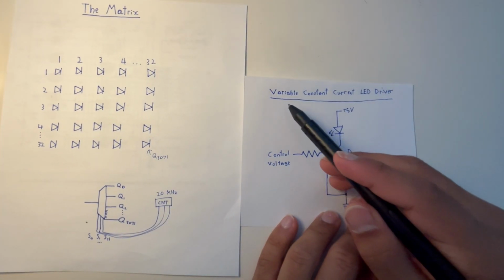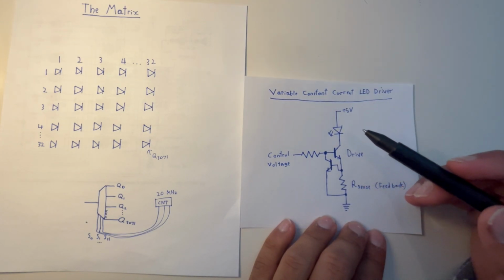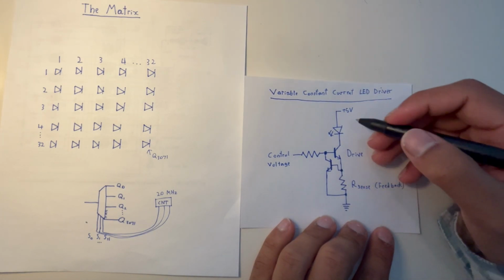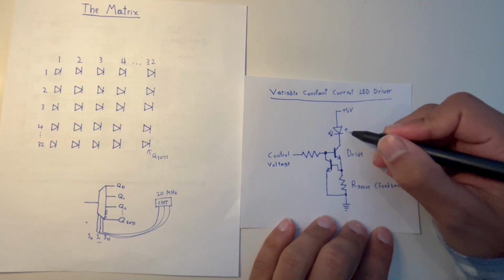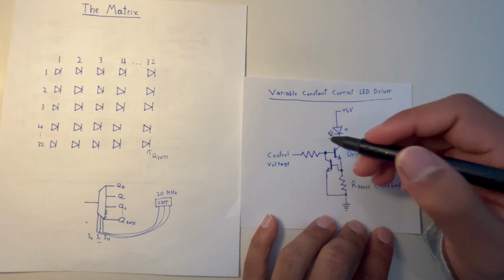And that is something called a variable constant current LED driver. So this is a circuit that provides a fixed amount of current on the output, which is here, based on a given voltage. So it basically maps a voltage to a current between an upper and a lower limit.